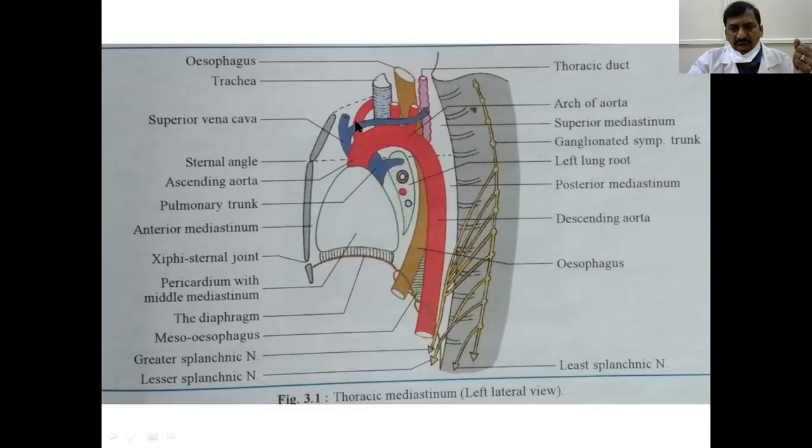This is the right brachiocephalic trunk, and on the left side there are two: the left common carotid and the left subclavian. These are the three important branches from the arch of the aorta.